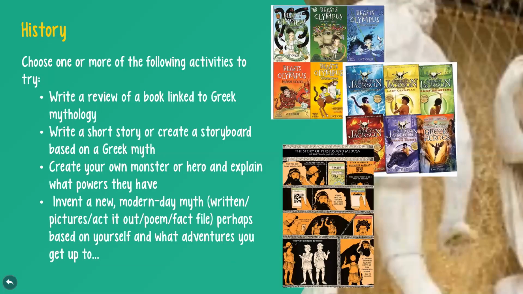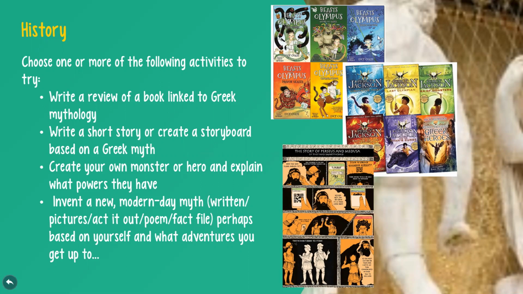So your history task for this week, we'd like you to choose one or more, because you can do as many as you like, of the following activities. So first of all, write a review of a book linked to Greek mythology. So this might be, for example, Percy Jackson books. It might be The Beast of Olympus. Maybe you've got the Groovy Greeks Horrible Histories book, or maybe you've just got an information book all about the Greeks that you'd like to review.